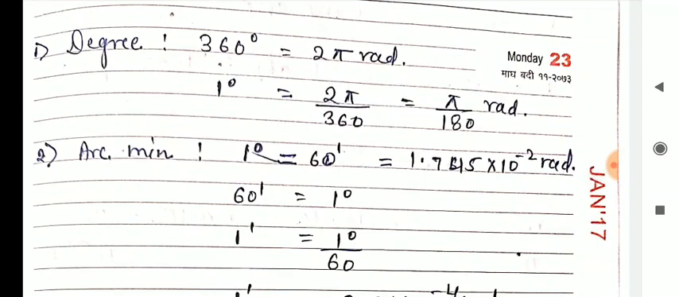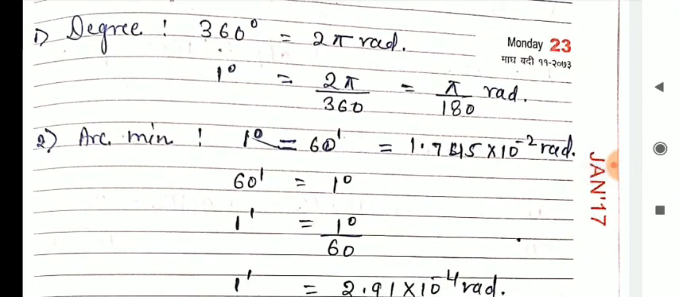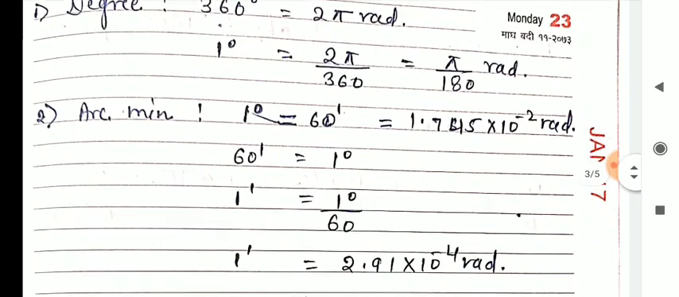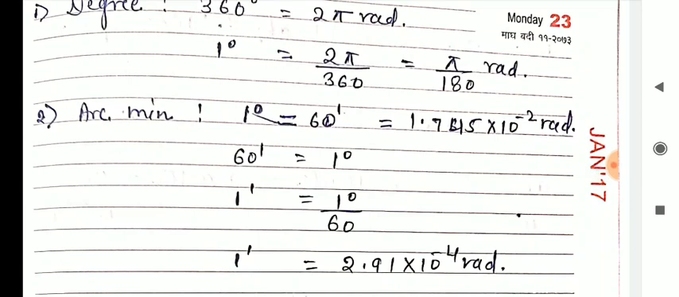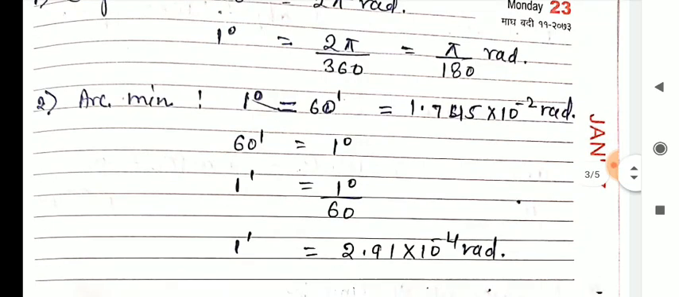Now we'll move to the second conversion, that is the conversion of minute into radian. So how will we convert minute into radian? As we know, by the relation, 1 degree is treated as 60 minutes. So we can write here that 60 minutes will be equal to 1 degree.